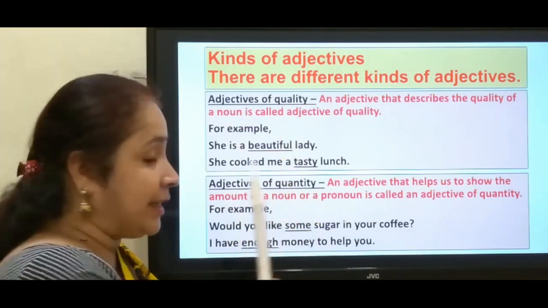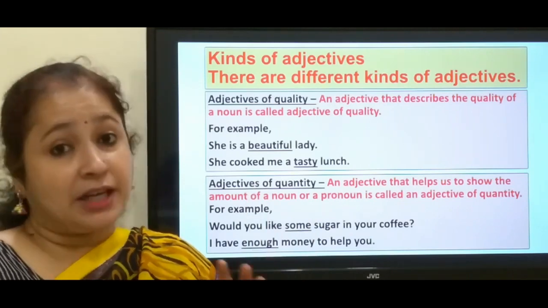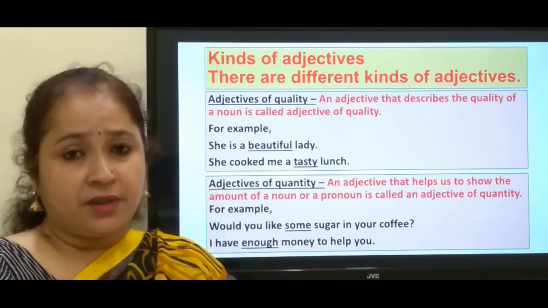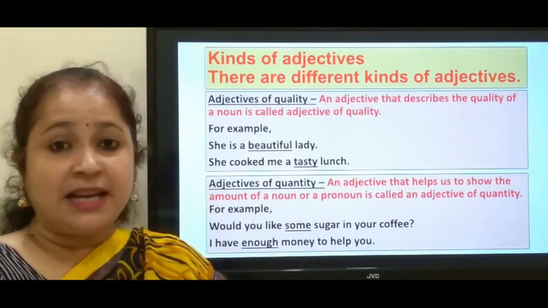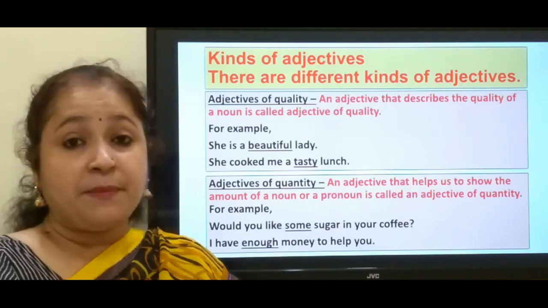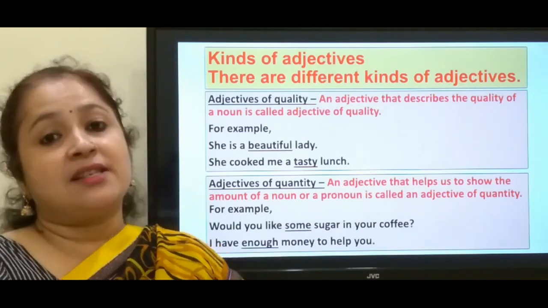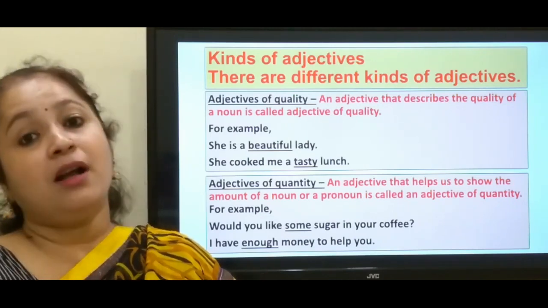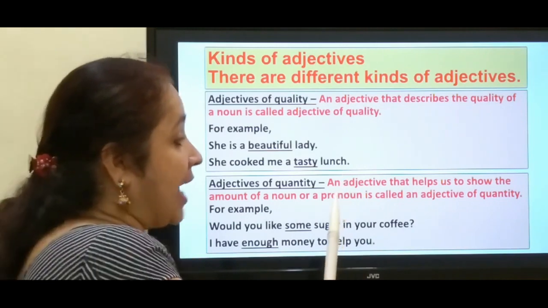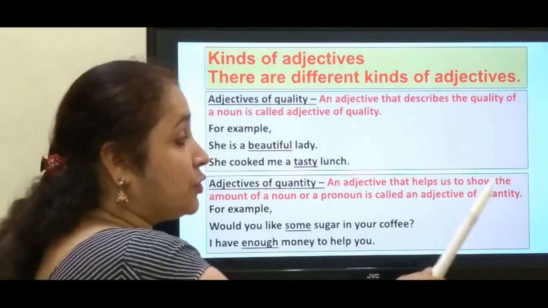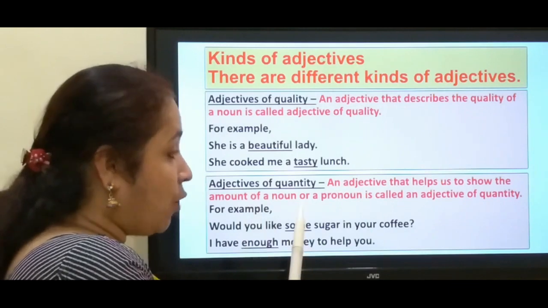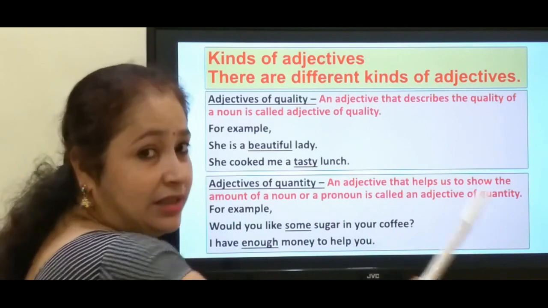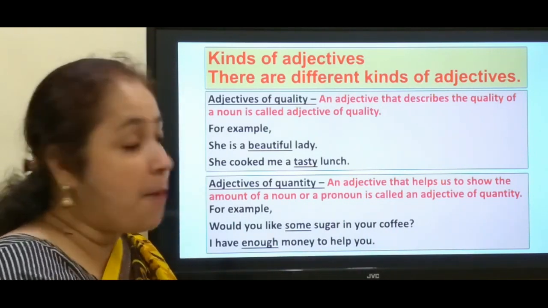Adjectives of quantity. Here, students, don't get confused. There is a difference between quality and quantity. As I already told you, quality means characteristics and quantity means amount. Although it does not give us a number, yet it tells us about the amount of a noun or a pronoun. So, an adjective that helps us to show the amount of a noun or a pronoun is called an adjective of quantity. Let us read these examples.